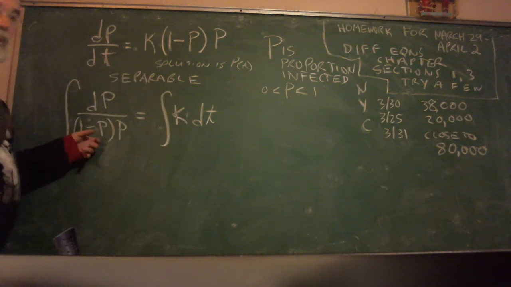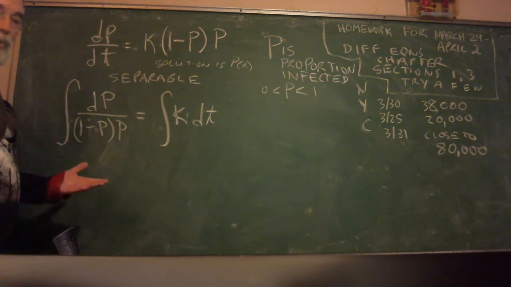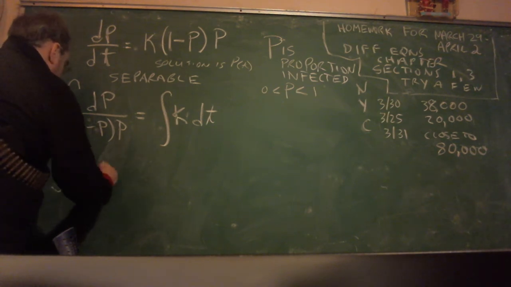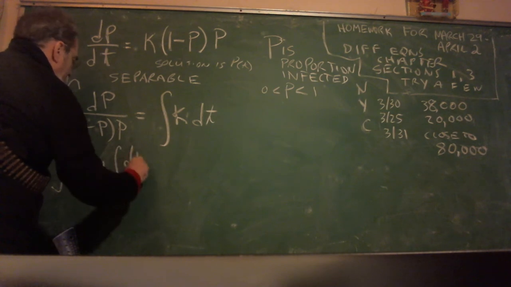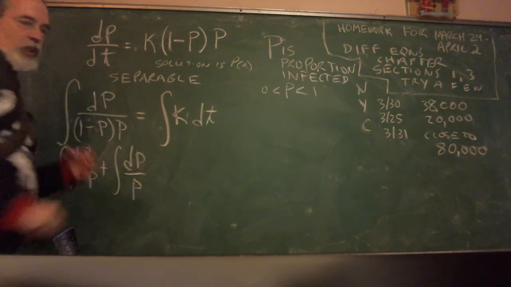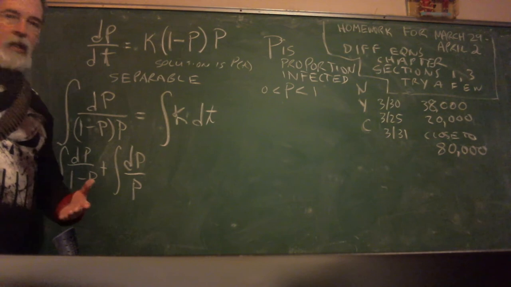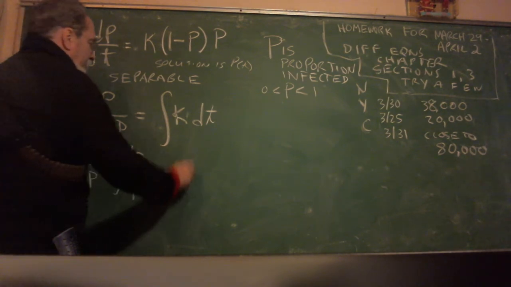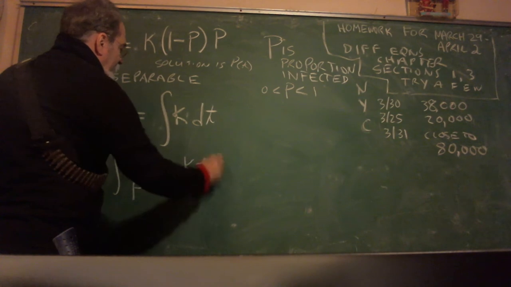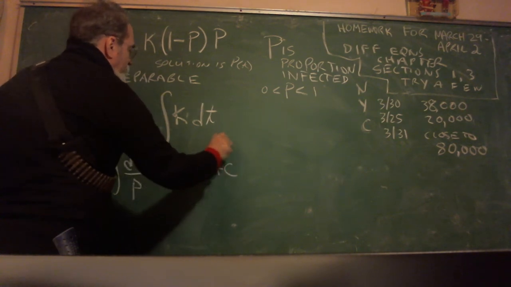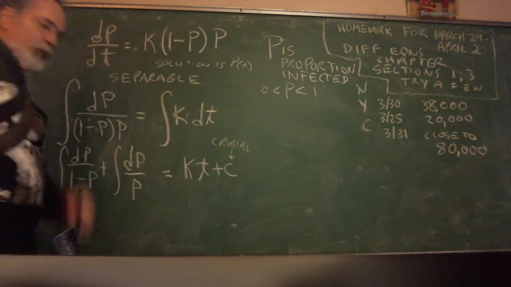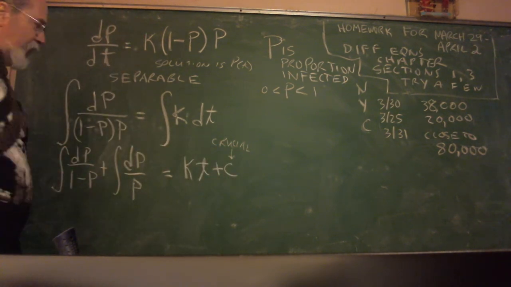Now this is a partial fractions integral, and I did the work. It comes out to be the integral of dp over 1 minus p plus the integral of dp over p. In other words, the capital A and the capital B from the partial fractions both came out to be 1. Works out nice. This side, I get kt plus c. That integration constant, that arbitrary constant, ends up being crucial. Super important. Don't lose it. You got to have it.